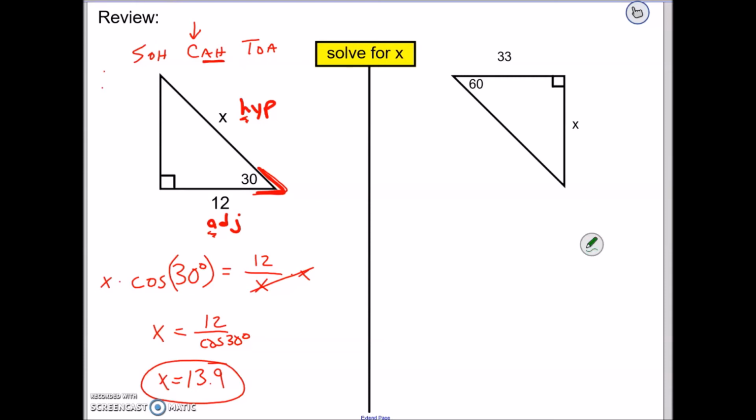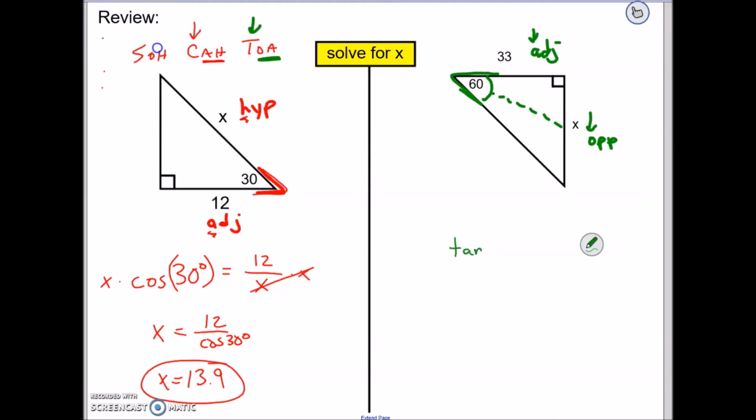Let's take a look on the right hand side. Again, you want to identify which sides you have. Here's my 60-degree reference angle. Based on that, x would be the opposite side, and 33 would be the adjacent side. So again, going back to SOH CAH TOA, which one of those has the A for adjacent and the O for opposite? That looks like tangent, right? Tangent is the opposite over adjacent. So in this case, I'm going to use the tangent ratio to help me solve for this.